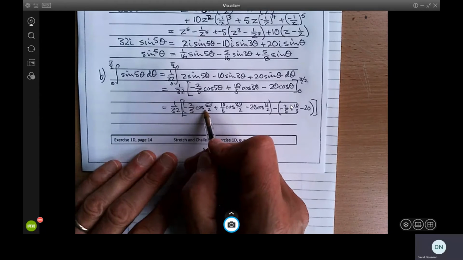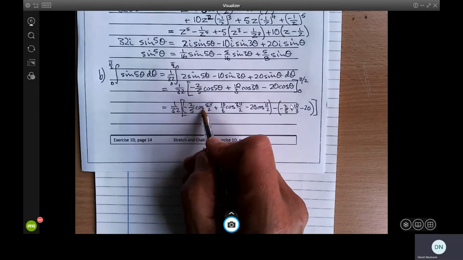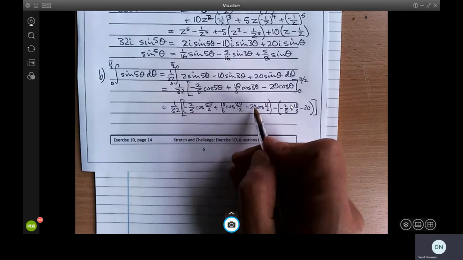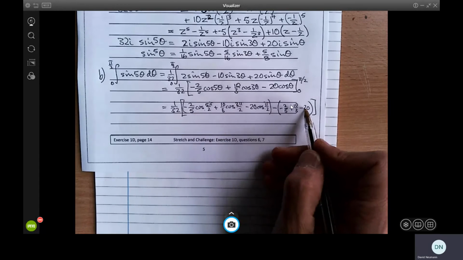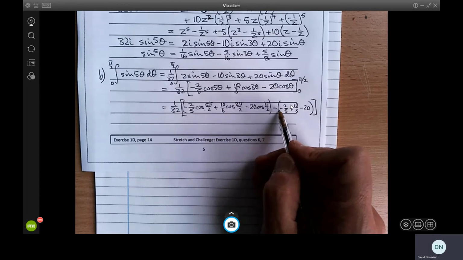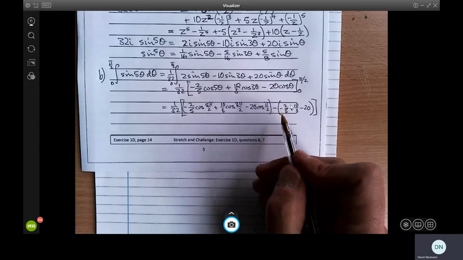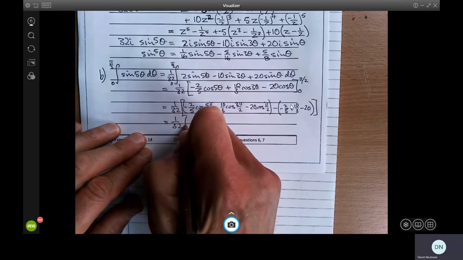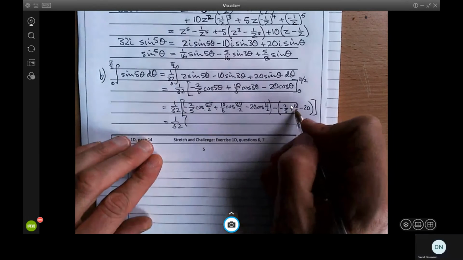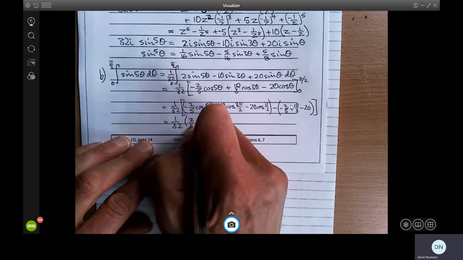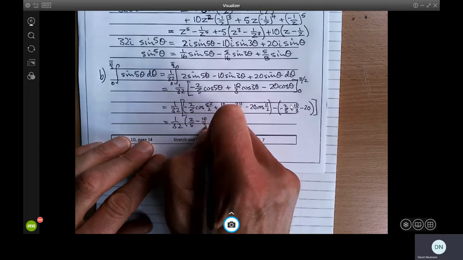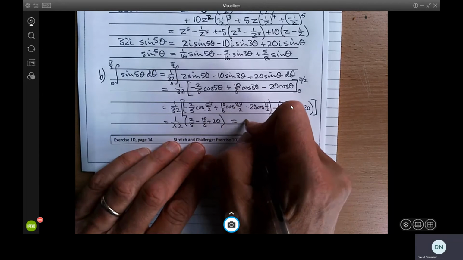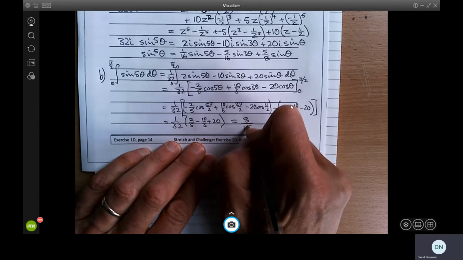Each of these is 0, so cos of 5 pi over 2, cos of 3 pi over 2, cos of pi over 2 is 0. We could have put those in straight away, so we've just got this. So we've now got 1 over 32 times, let's minus that, so 2 over 5 minus 10 over 3 plus 20, and that works out to a value of 8 over 15.